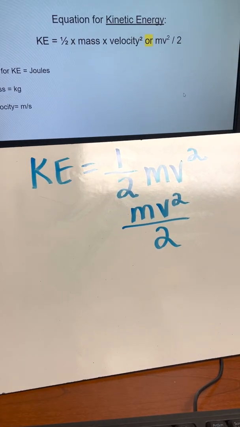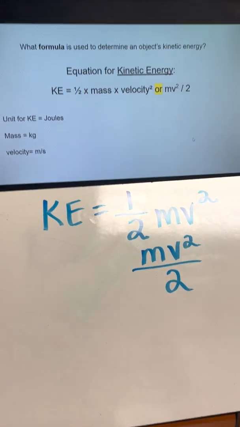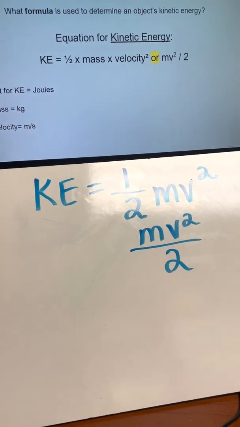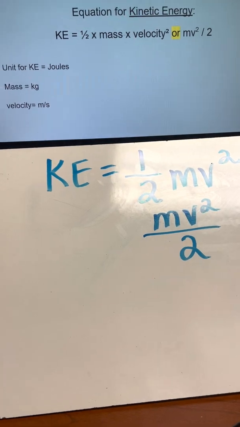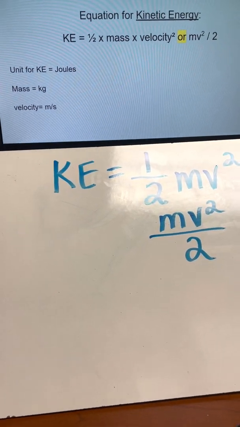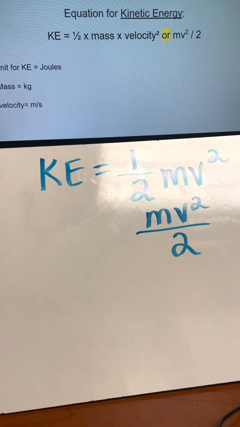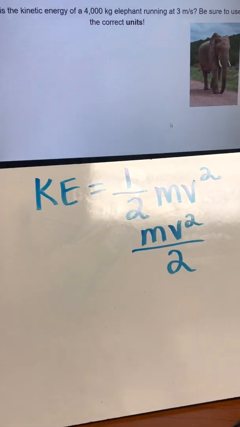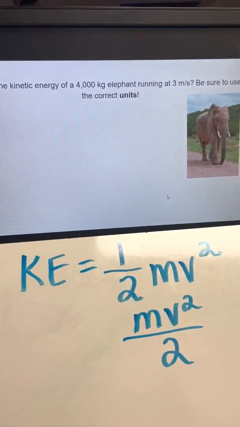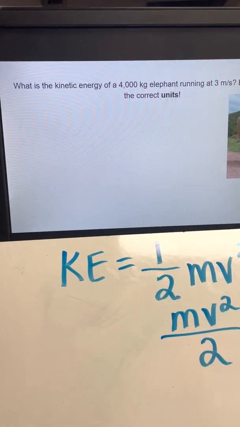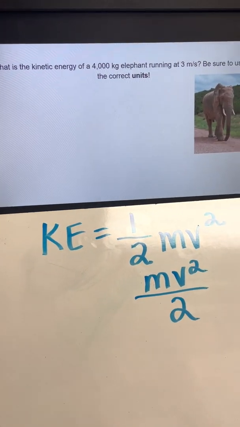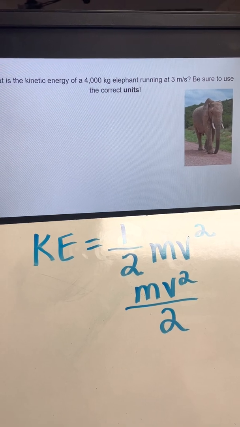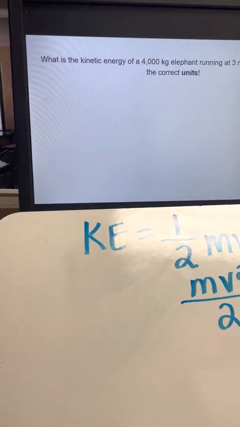Our units for energy are joules with a capital J. So your answer is always going to have a capital J at the end. Mass is always in kilograms when we're calculating kinetic energy, and velocity is meters per second. So let's look at this first problem, and you have this slide at home. What is the kinetic energy of a 4,000 kilogram elephant running at 3 meters per second? Be sure to use the correct units.